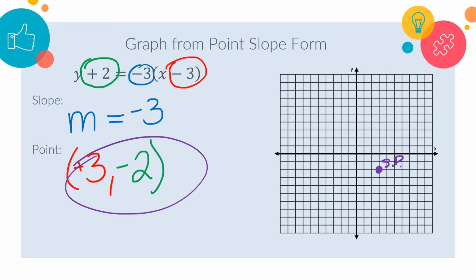Then I'm going to count my slope, which is -3, so I think of it as a rise of -3 and a run of 1. Down 3, right 1. Down 3, right 1. Let's go the other direction. Up 3, left 1. Up 3, left 1. Let's connect those 5 dots. Draw your arrows, and we have our line.